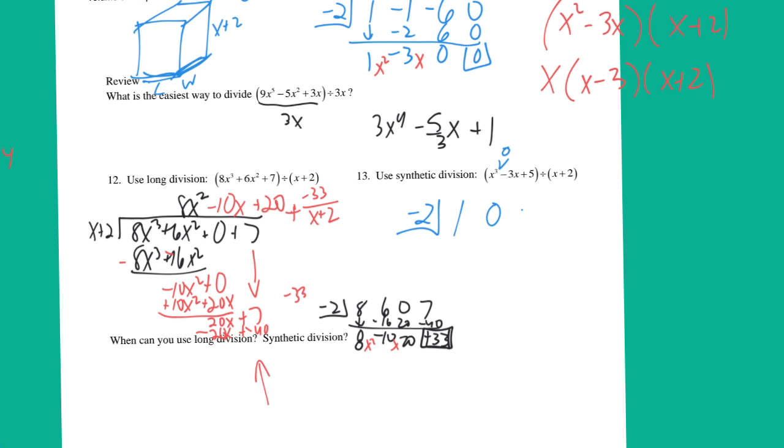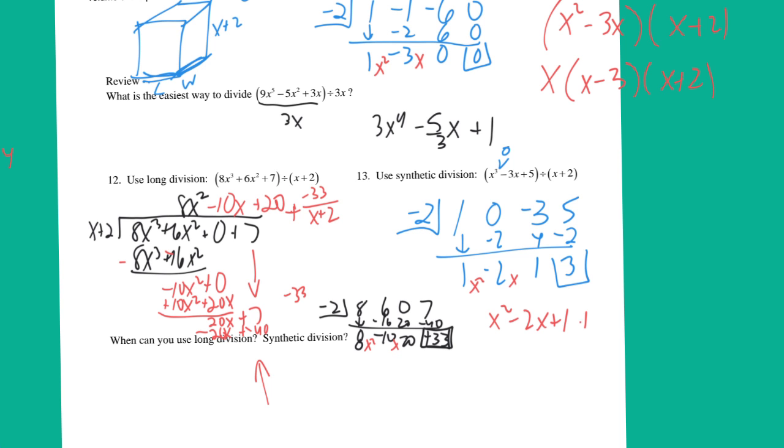And so remember to bring down the 1, multiply. And so then you get -2, and that gives you 3. Put the x's in. So this is the remainder, the constant, the x, and the x squared. So it'd be x squared minus 2x plus 1 plus 3 over x plus 2. So you could do that one with either synthetic or long division, but I would strongly suggest synthetic if you can and if you're given the choice.